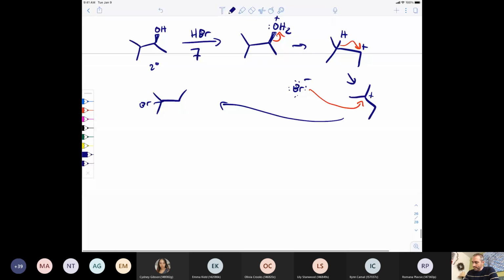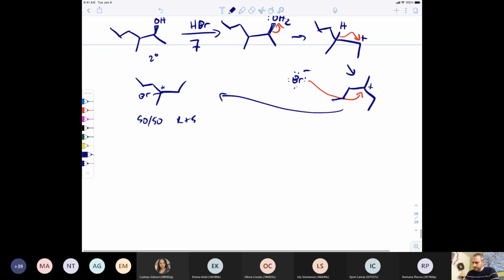And you get rearrangements. If you can make a chiral center, like let's say we have another carbon here, here, here, here, here, still not a chiral center. We need another carbon. Now that's a chiral center. You're going to have 50-50 R and S. There's no preference to add one side or the other.